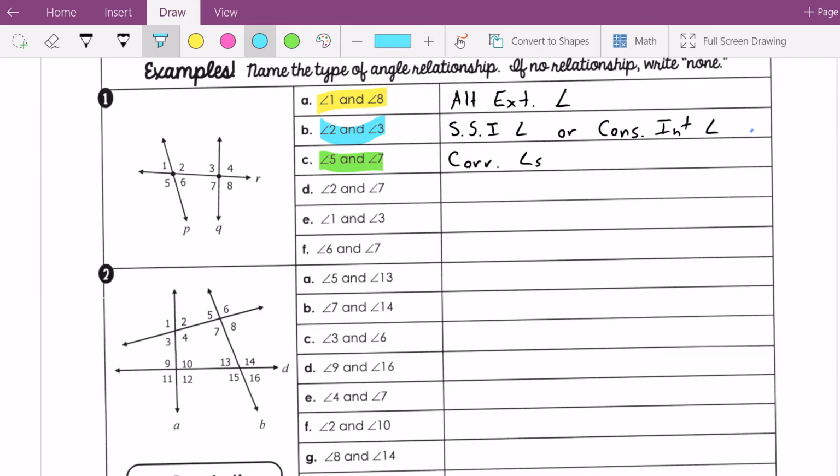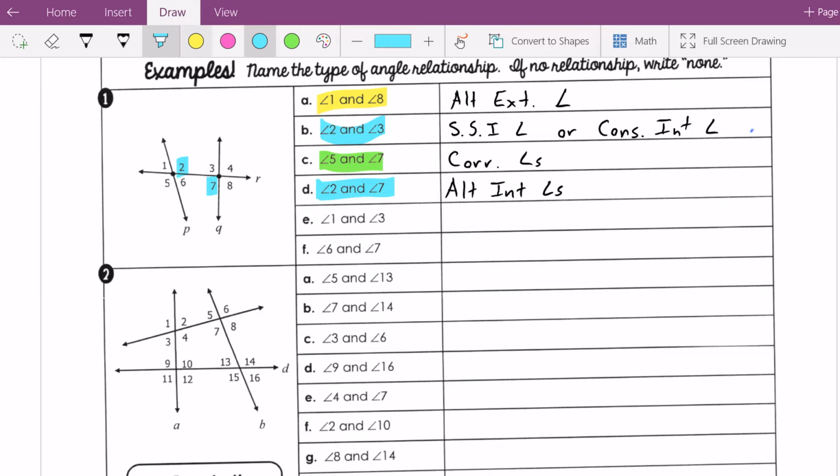Moving on to D, we've got 2 and 7. 2's here, 7's here. Both of them are on the inside. Since they're both on the inside, we have to figure out which side of the line the transversal are on. 2's on top, 7's on bottom. Opposite sides. So, alternate interior angles.